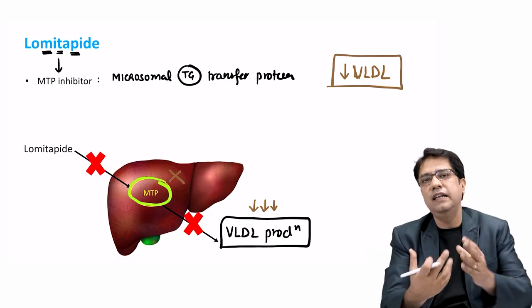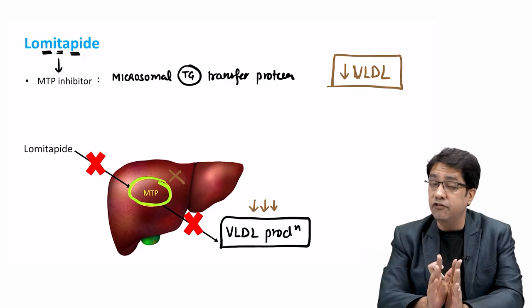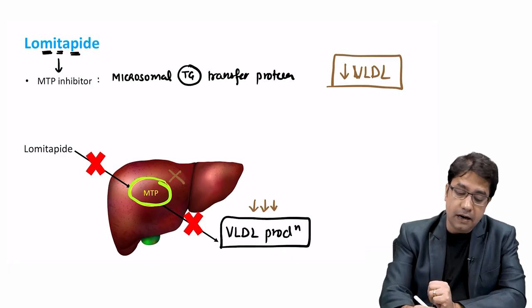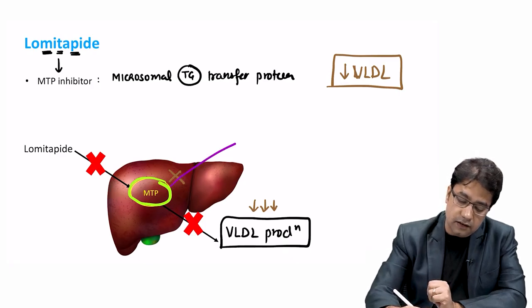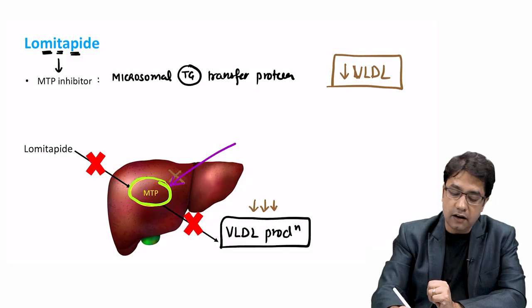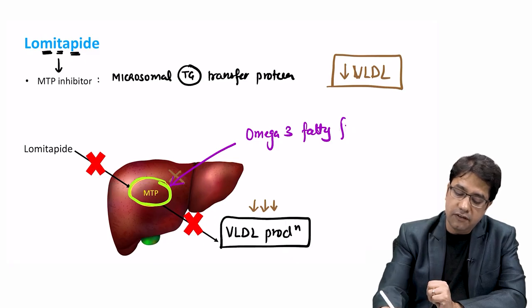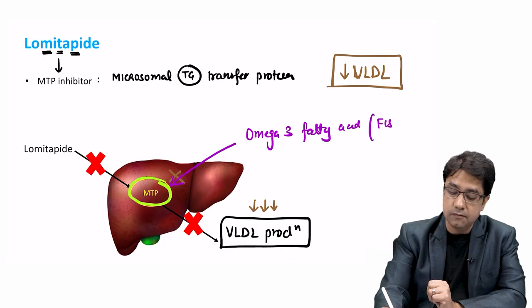Now, do we have any natural molecules which can reduce VLDL production in liver by inhibiting MTP protein? The answer is yes. One more drug is there, that is omega-3 fatty acids. Remember, omega-3 fatty acids are a very rich source of fatty acids which is present in fish.